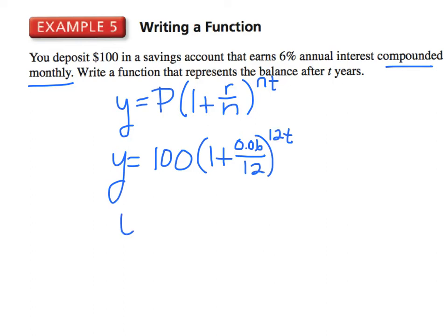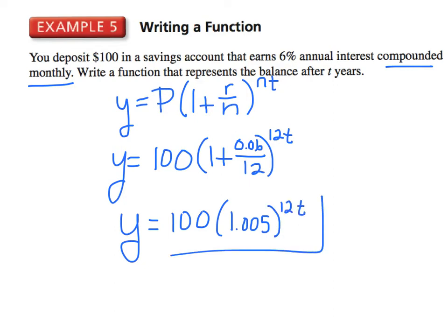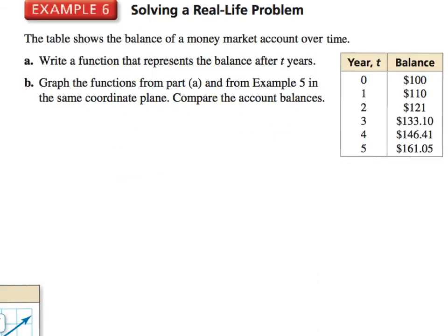So our equation is y equals 100 times 1.005 to the power of 12t. And that's your answer. Pretty easy. Example 6, let's do a real-life problem. The table right here shows the balance of a money market account over time. Write a function that represents the balance after t years. So A, let's start this problem.